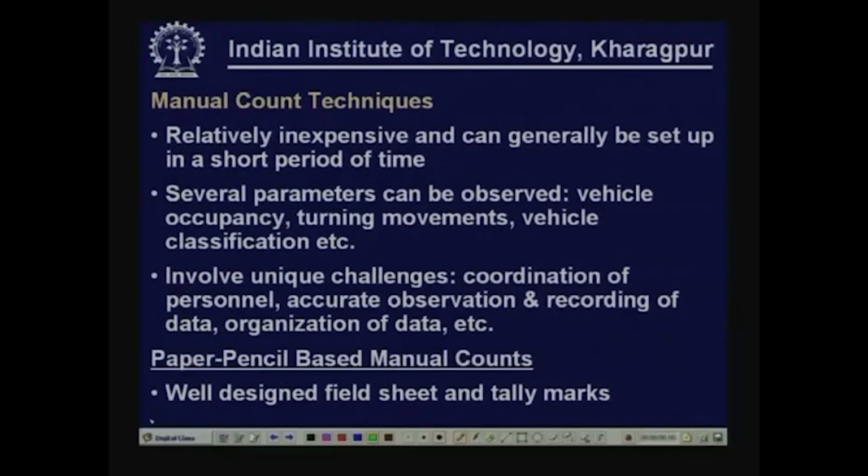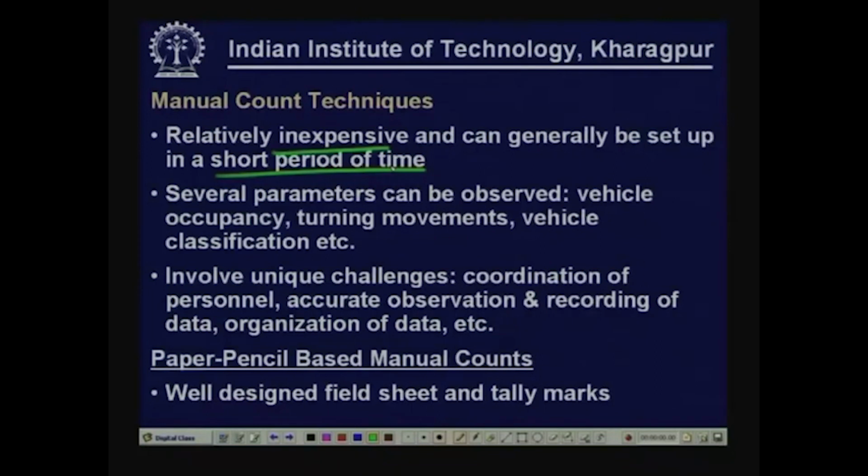First, coming to manual count techniques. Manual count techniques, as I mentioned, are relatively inexpensive and can generally be set up in a short period of time. You can quickly set up count techniques. These are the two major advantages for which we go for manual counts.